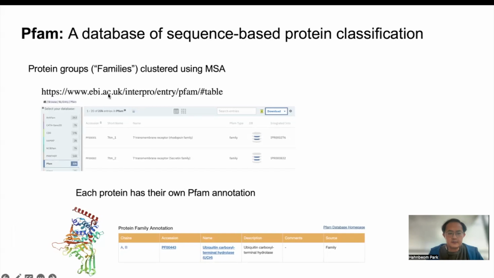You can access the PFAM definition of proteins by clicking into this website. There are about 22K PFAMs known to date. And each protein has its own PFAM annotation shown here. For example, this protein called USP7 belongs to PFAM 443. And all these proteins that belong to the same PFAM are similar in their sequences to each other.